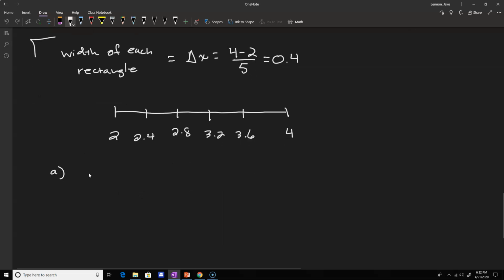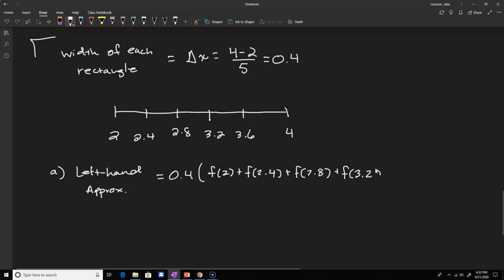So let's say part A, we have our left-hand sum, or our left-hand approximation. This is given by our 0.4, which is our width, and then we want to plug each one of these into our function. So we're doing f of 2 plus f of 2.4 plus f of 2.8 plus f of 3.2 plus f of 3.6. Now, that function is going to change from problem to problem. In this problem, it happens to be x times the natural log of x.